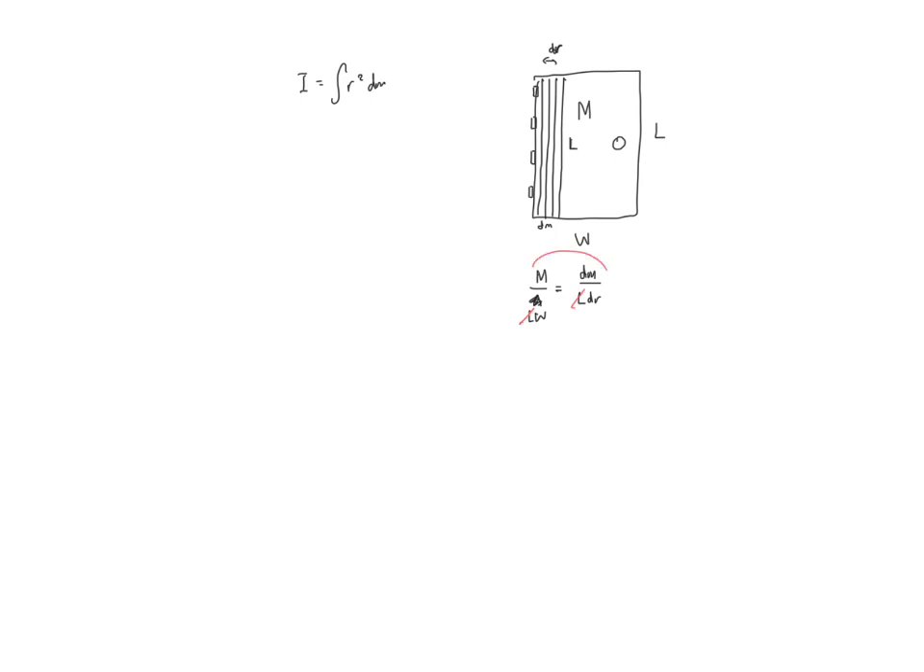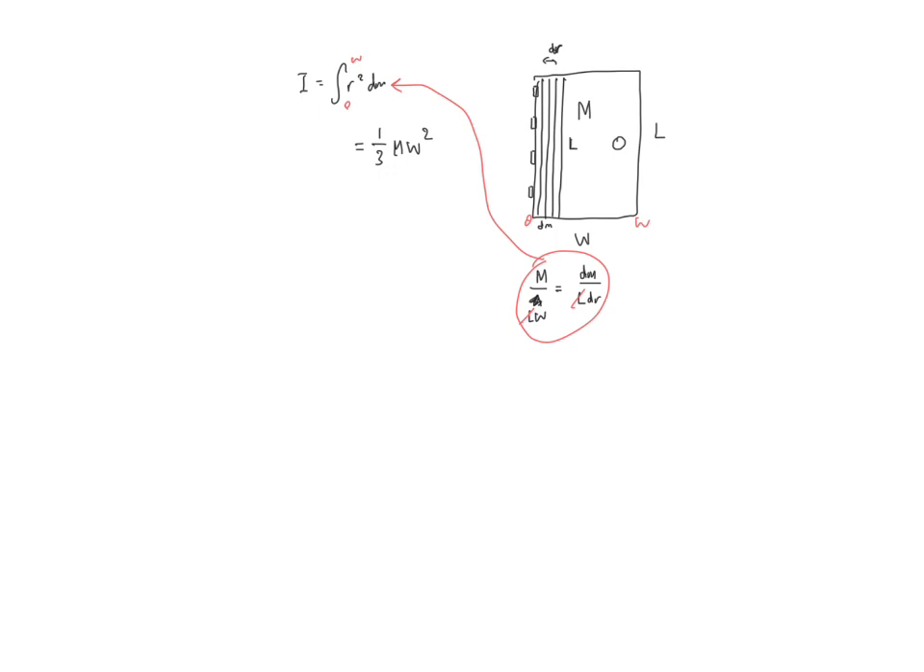And now if you take this formula, rearrange it for dm, and plug it into there, and then integrate from basically 0, where the axis is, over to W as your limits of integration, you should be able to get to the final formula, which is 1/3 MW squared. So that's your answer for part A.